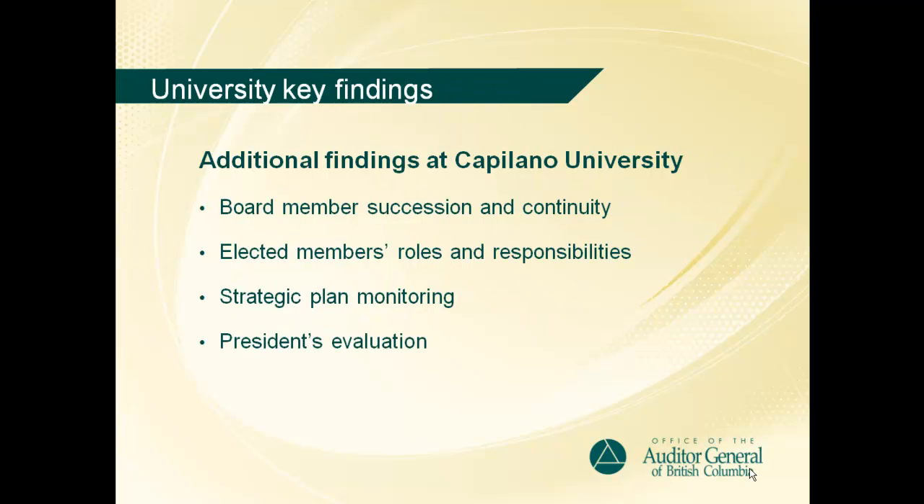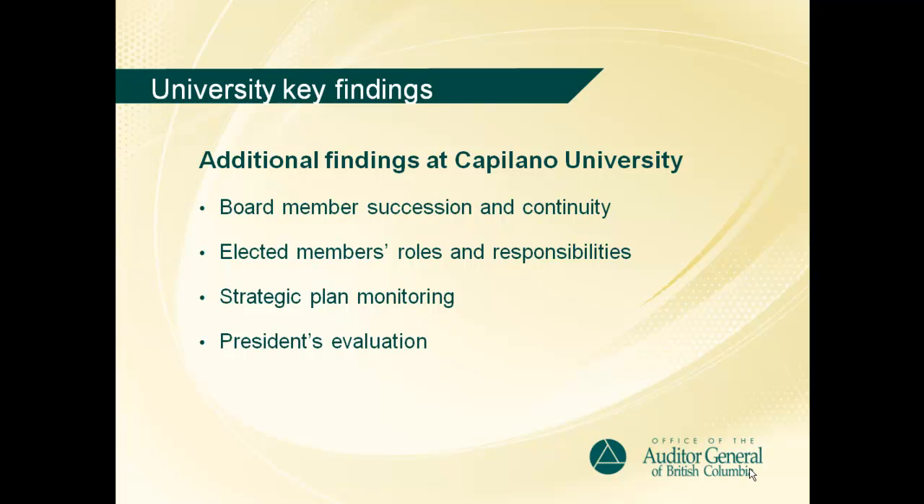A number of additional areas for improvement were identified at Capilano University, including the following: board member succession and continuity. Good practice guidelines for governing boards state that appointments to boards should be staggered to achieve balance between continuity and fresh perspective. We found that in 2013, 4 of the board's 15 members, or 4 of the 8 appointed members, either completed their terms or were not reappointed by government, impacting the board's continuity of knowledge and experience. This could again become a problem if the new appointees go on to serve full terms.